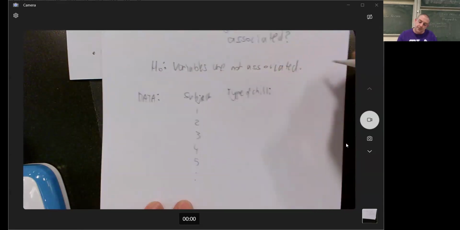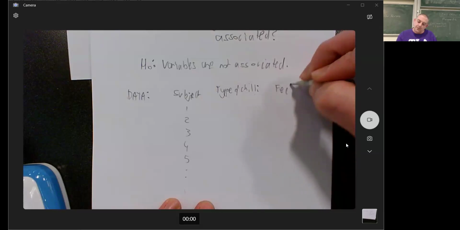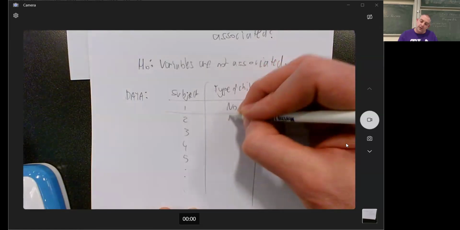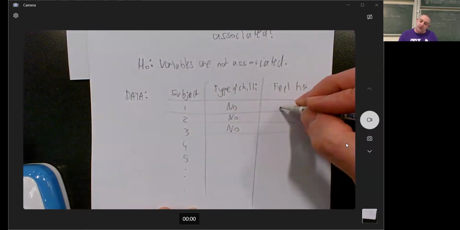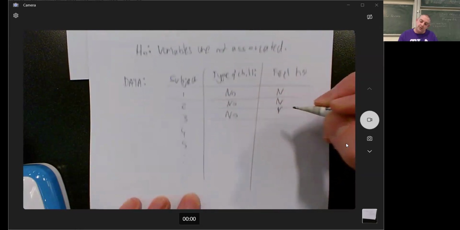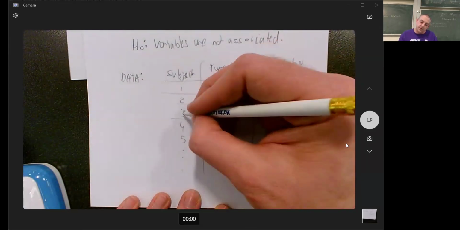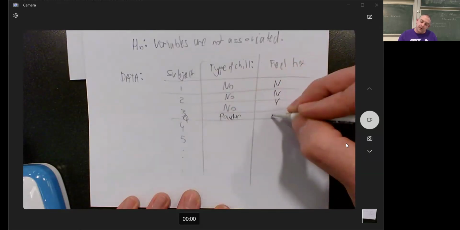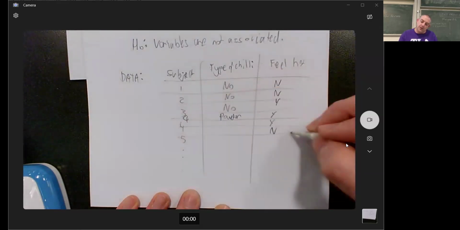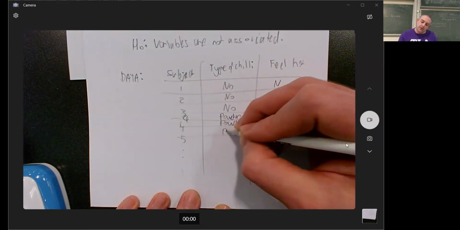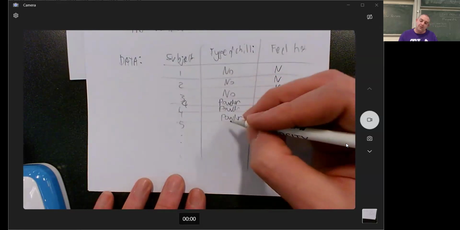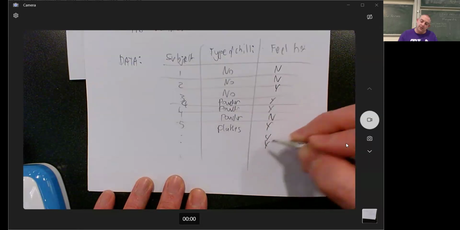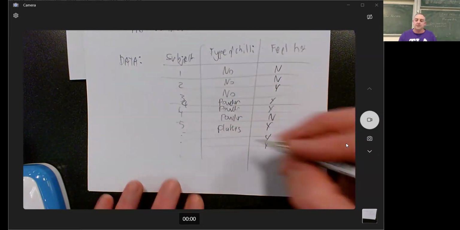Type of chili and feel hot. And so we could have no chili and no, no, yes. And we could have, whoops, there's a 4 there. We could have powder, yes, yes, no. And we could have flakes, yes, yes, yes, something like that. It'd look like that.